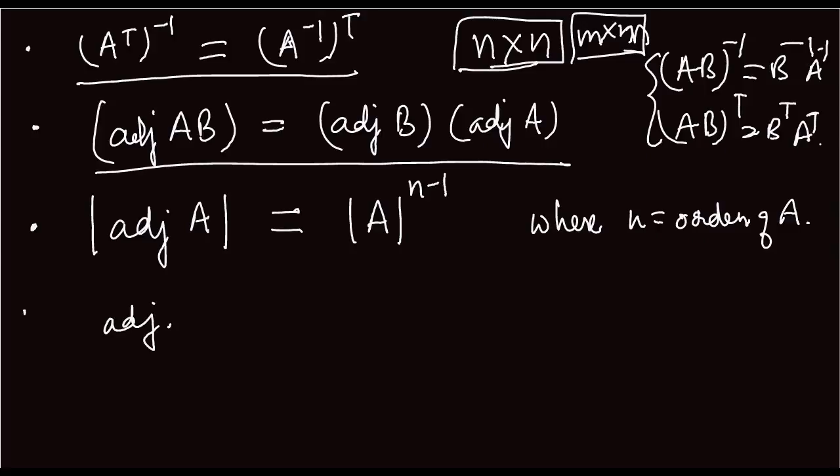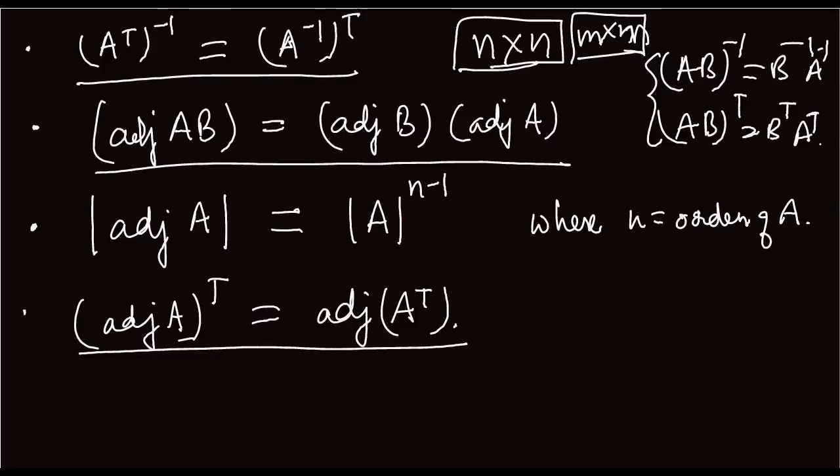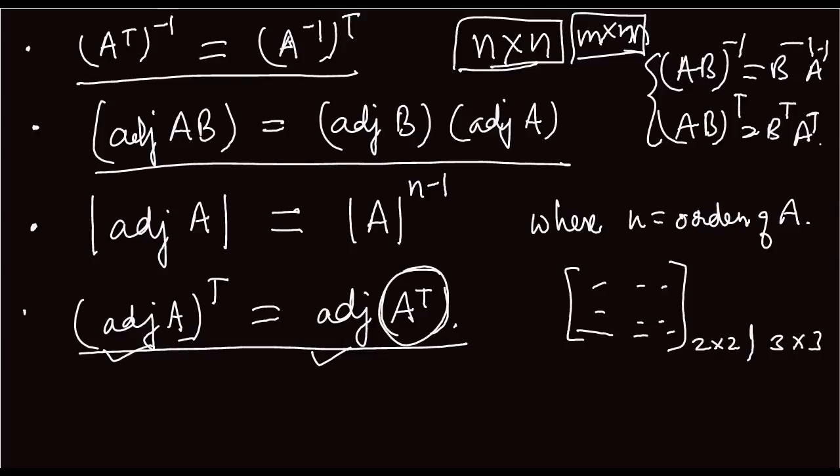Fourth property about this: the adjoint of A transpose is equal to the transpose of adjoint of A. This is also an important property. You can prove this by just taking one of the 3 cross 3 matrix or 2 cross 2 matrix, whatever you feel comfortable with. You can take any matrix and apply the adjoint property and transpose of that, and then A transpose and adjoint of that. You will see that these two come out equal. So you have to remember this property.